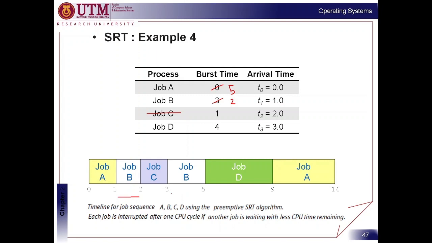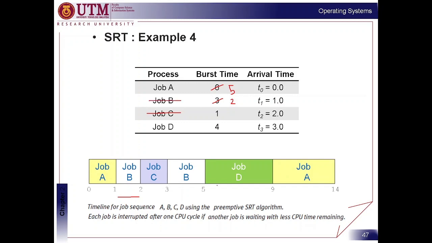and then at time 3, job D will also be available, because the arrival time is 3. So at time 3, job A, job B, and job D are available. So we're going to compare the burst time. Right now, which process has the smallest burst time? It is job B, whose burst time is 2. Okay, so job B will be executed until it finishes, because it has the smallest burst time.